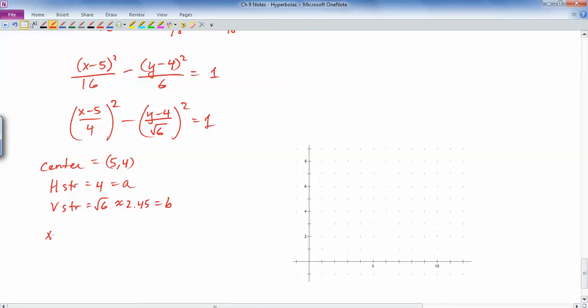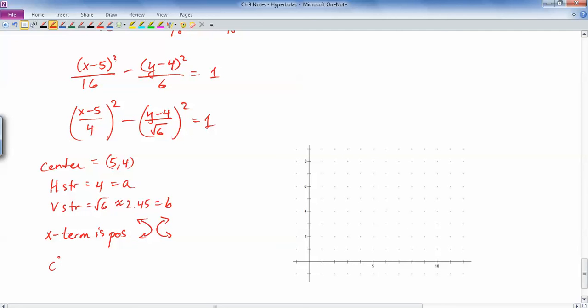The x term is the positive one. So that means it's going to open this way, left and right. And we're going to need the foci too. So to get the foci, we need c.